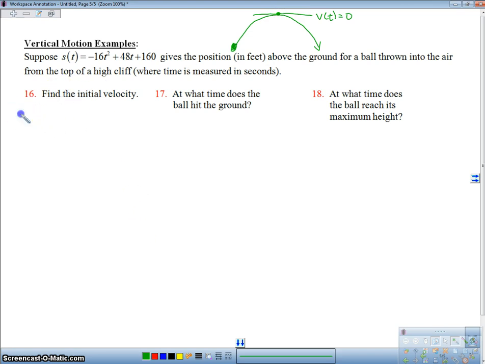So find the velocity function. The velocity function is the derivative of the position. So I have negative 32t plus 48.